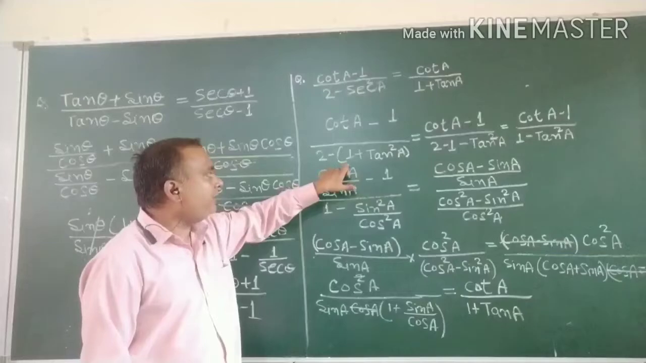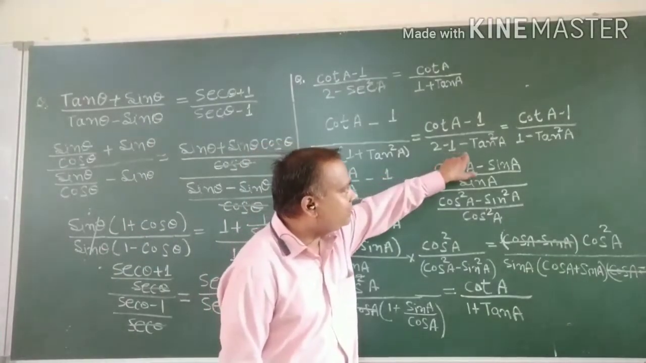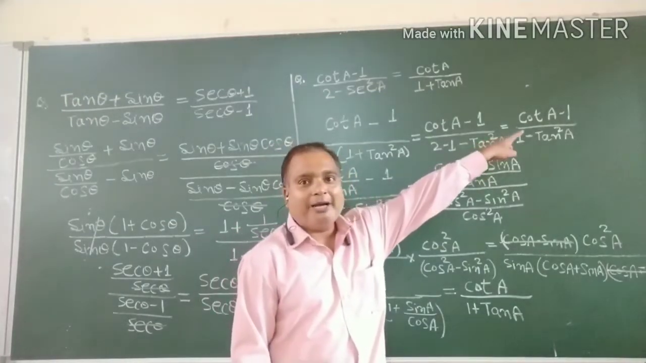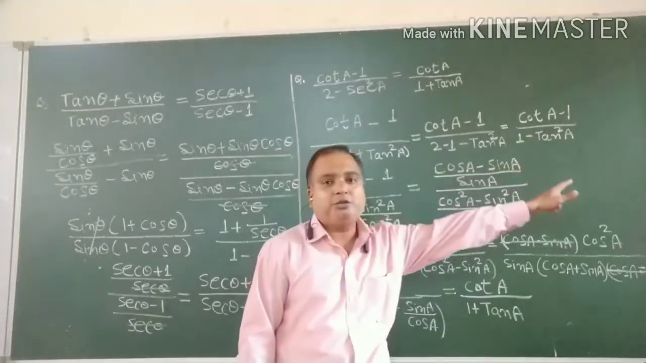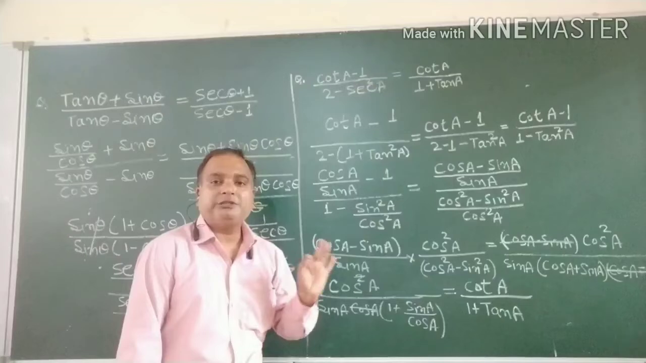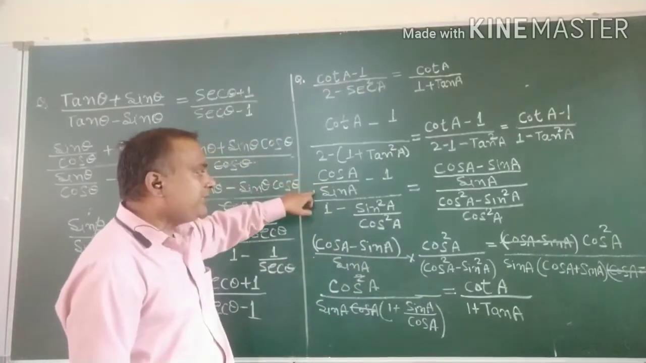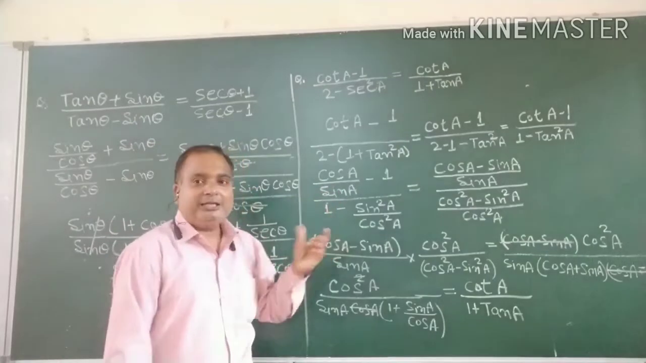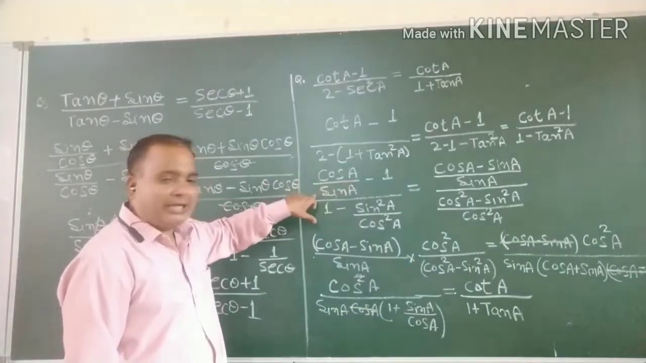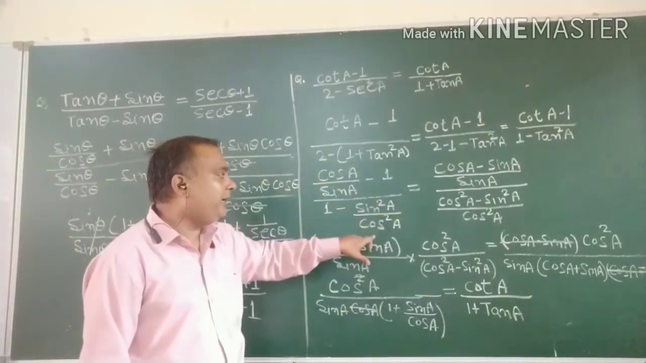Now outside the bracket it is minus sign. So it will be 2 minus 1 minus tan square a, or the resulting term will be, that is cot a minus 1 upon 1 minus tan square a. Now we replace cot and tan in terms of sin theta and cos theta. Cot theta, that is the ratio of cos and sin, and tan theta, that is the ratio of sin and cos. So we can write cos a upon sin a minus 1 upon 1 minus sin square a upon cos square a.